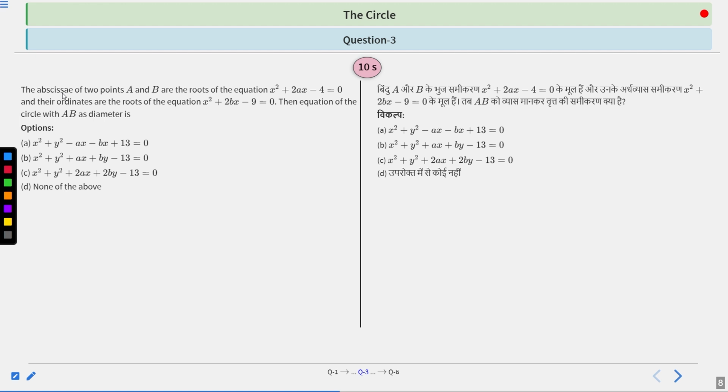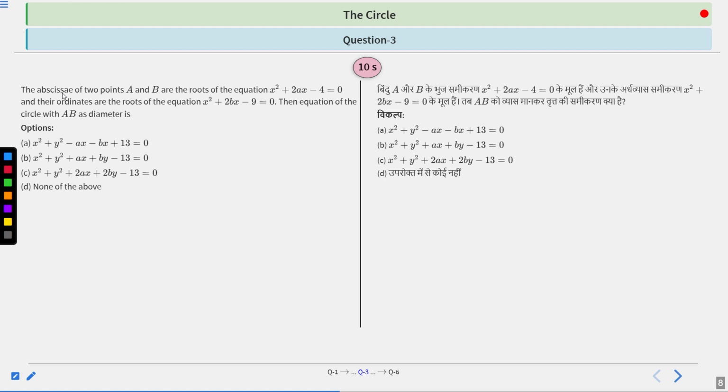So see, the hint of this question is the abscissae of the two points A and B are the roots of this equation. So we will first try to find the sum of roots and the product of roots. By doing so, we will easily get the abscissae, and the ordinates are the roots of the equation x square plus 2bx minus 9 equal to 0. Now by using this equation and the sum and product of roots, we can easily find the ordinates, right?